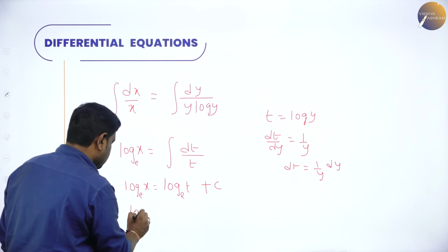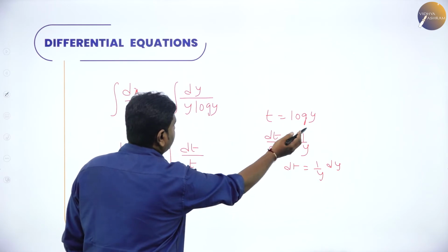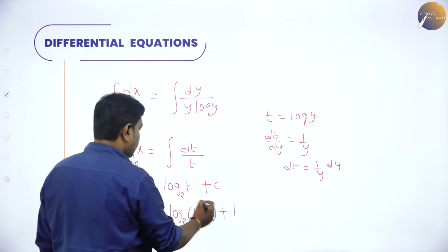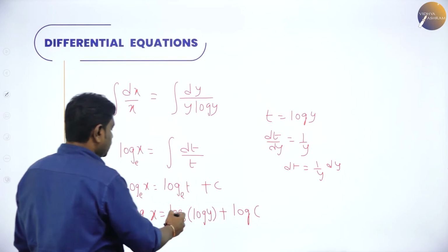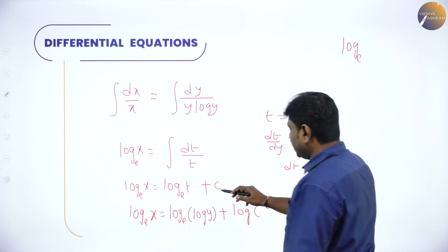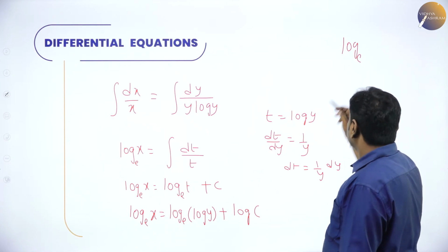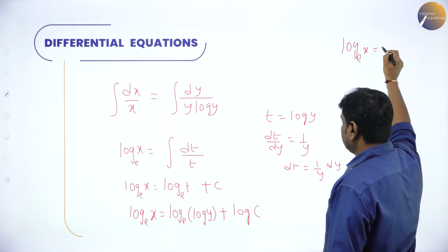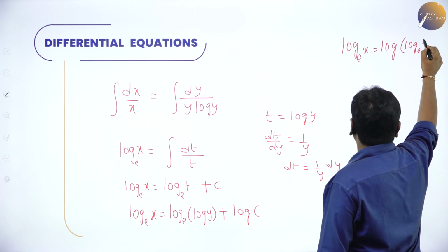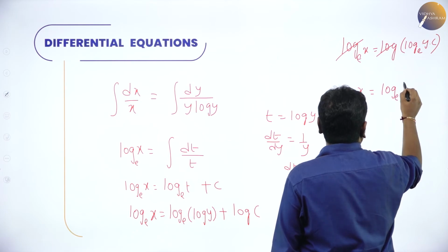And see, log x is equal to log t. What is t value? What is t we assumed? Log y. Log of log y plus, I told you, if all are log, I'll write log capital C. Now log a plus log b. In spite of writing constant, any number can be written as log of other number. See, now log x is equal to log a plus log b. Log a plus log b is log a into b. Log of log y into c. Now log cancels. So x is equal to log base e yc.